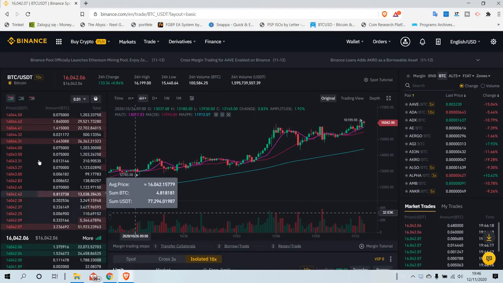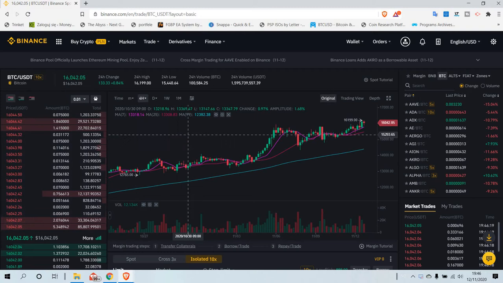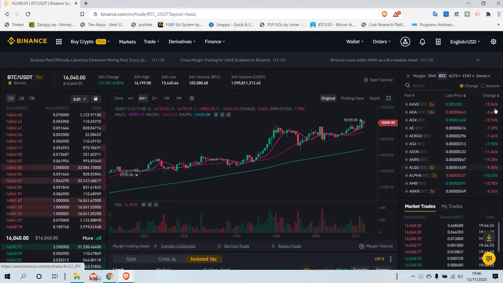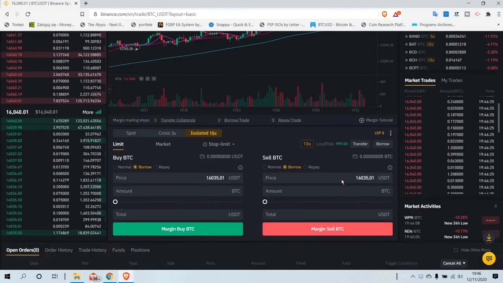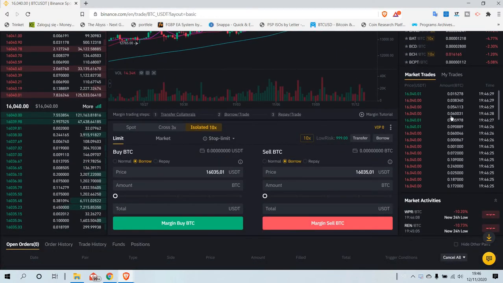So this is the chart. Here is the order book. Here are all available trading couples. Here are the trades which actually are happening now, and this is the main board where we can set the orders. This is a new function in here.